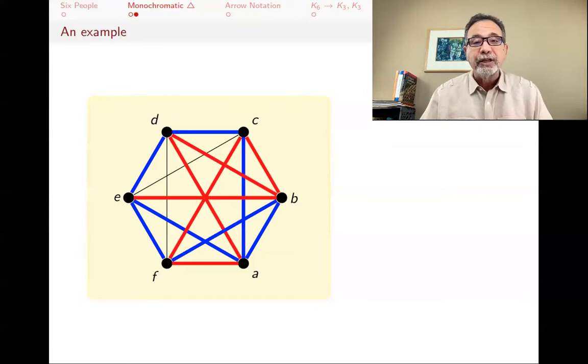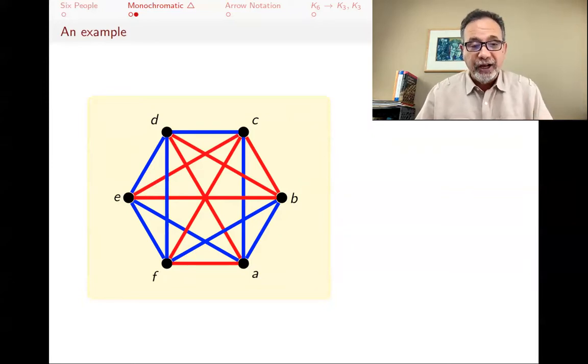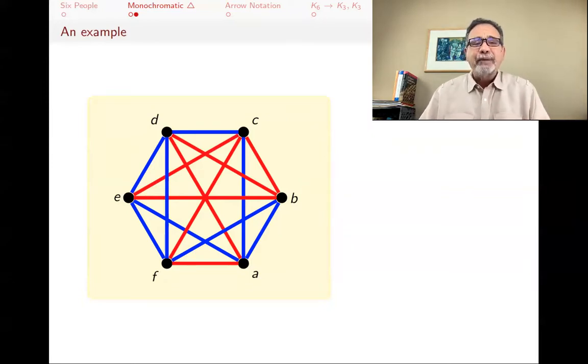So for example, if you look at the connection between C and E, if I make that blue, meaning if I say C and E know each other, then I have the blue triangle CDE. C, D, and E are three people, and they all know each other. And if I make it red, then CEB is a red triangle. They all do not know each other. Each pair of them do not know each other. So I'm stuck. And in fact, when I put the other edge in, I will get additional monochromatic triangles.